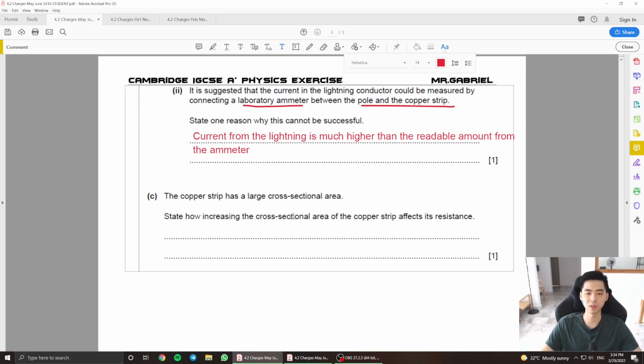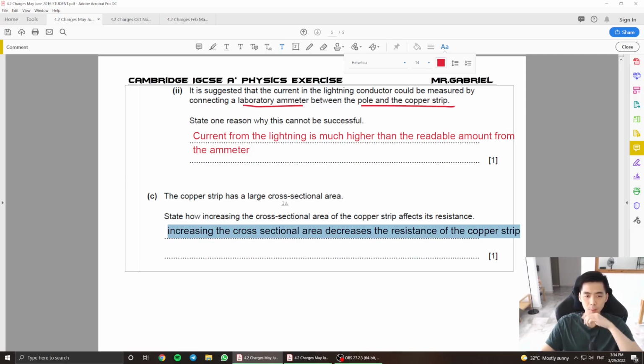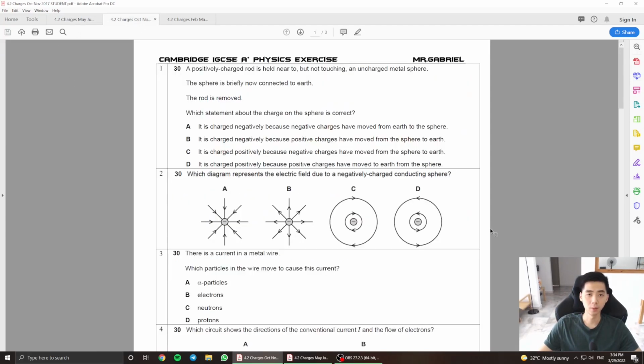State how increasing the cross-sectional area of the copper strip affects its resistance. Obviously, increasing the cross-sectional area decreases the resistance of the copper strip. Okay, so this is the first exercise here. All right, and moving on to the next exercise here.